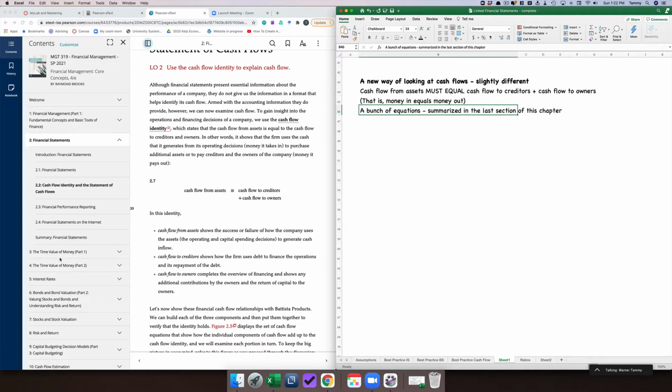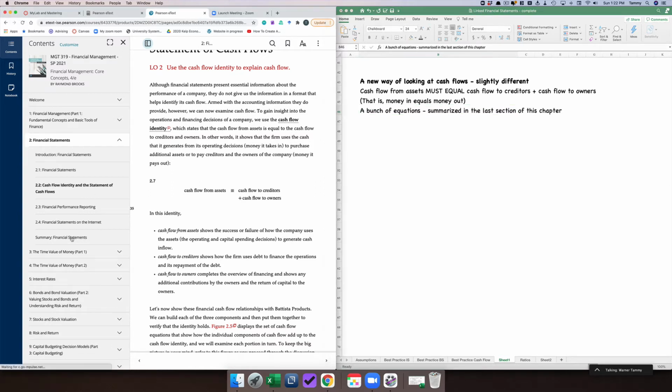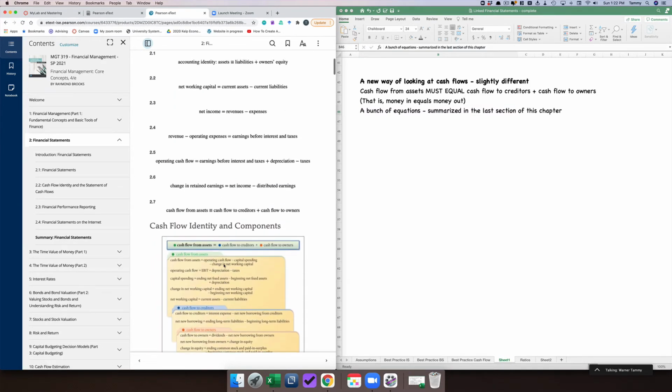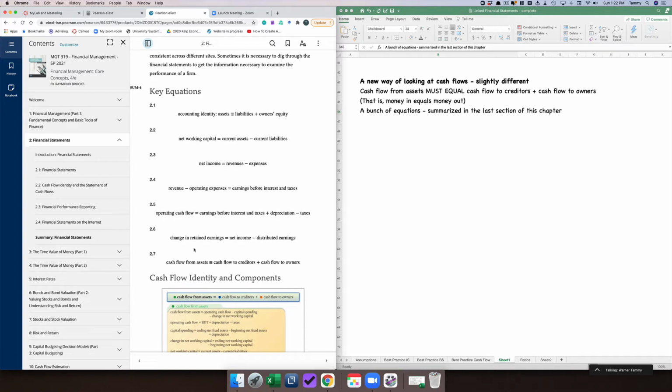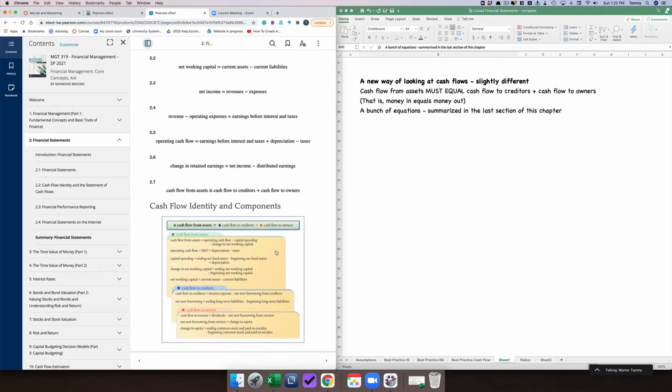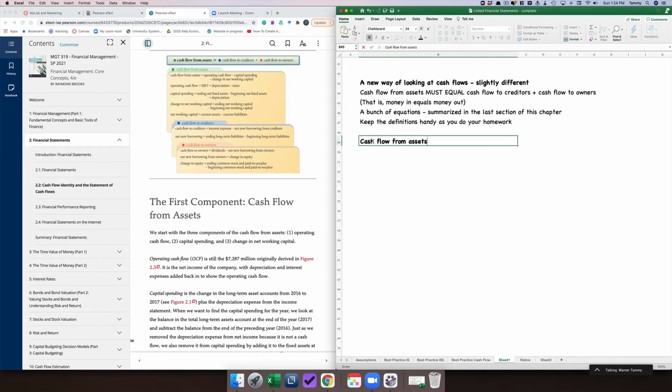And I want to note that here in the book, this last chapter where it says summary financial statements. Okay, if we scroll down, there it all is. Okay, all your key equations are right here. Everything that you need from this part of the chapter is right here in these equations. 7 equations plus this little conceptual flowchart, I guess you'd call it.